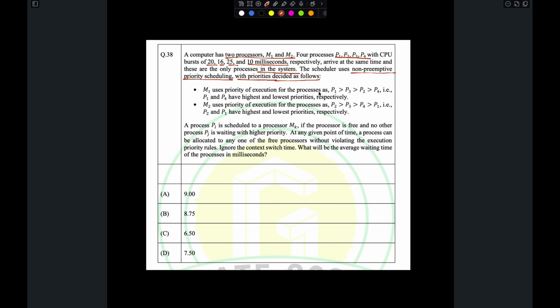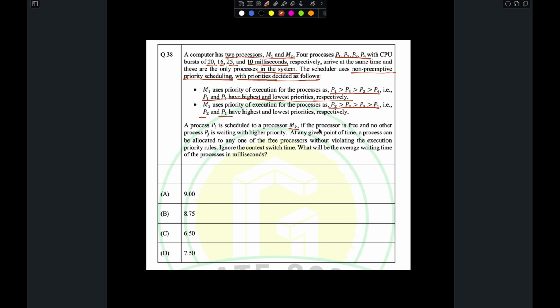M1 uses priority execution for the processes as P1, P3, P2, P4. That is, P1 and P4 have the highest and lowest priorities, respectively. And M2 uses priority execution as P2, P3, P4, P1. And P2 and P1 have the highest and lowest priorities, respectively.